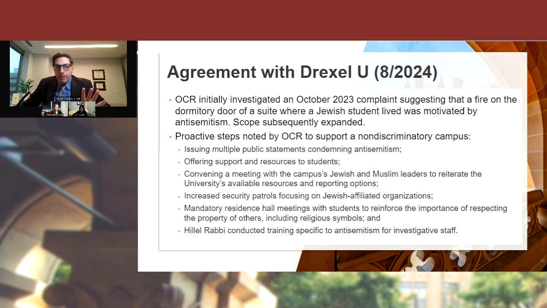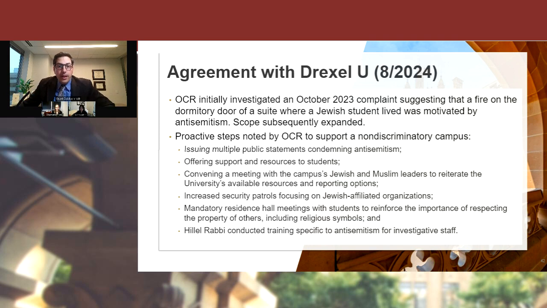Here, I thought it'd be helpful to go through some of the proactive steps that OCR listed in their agreement. A lot of schools get credited by OCR for taking proactive steps. I think this could be helpful for institutions asking, what do we do when we get a Title VI complaint?